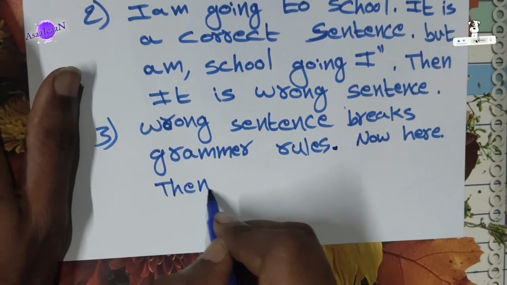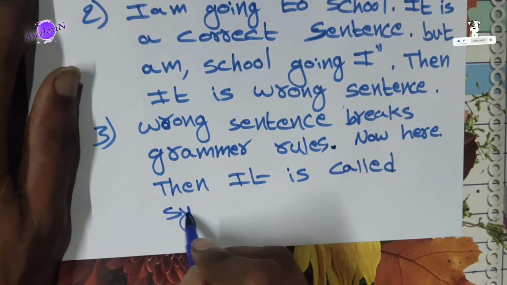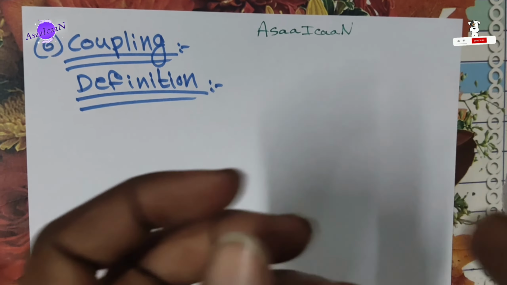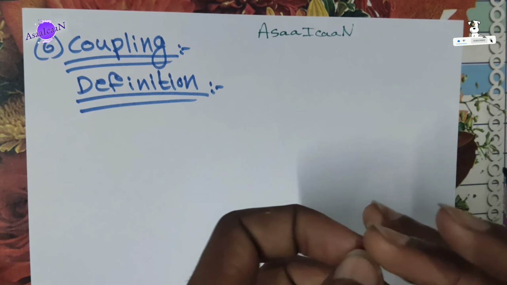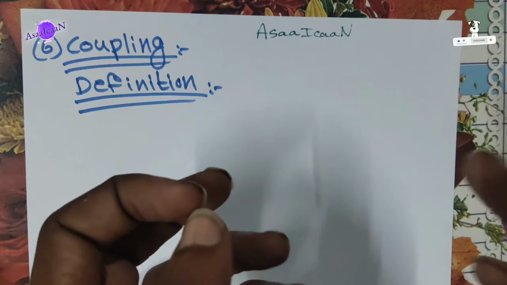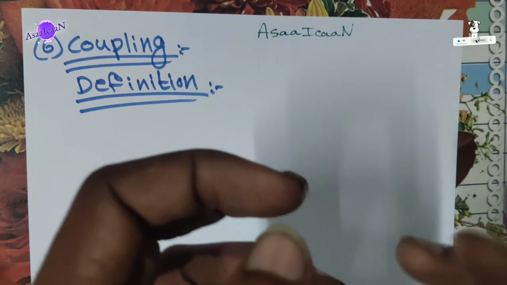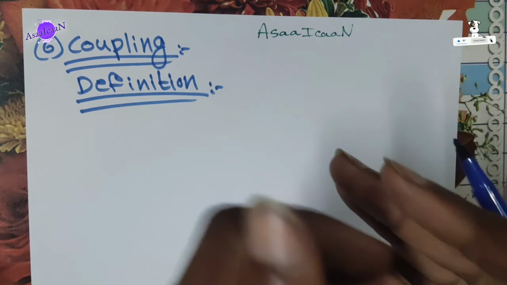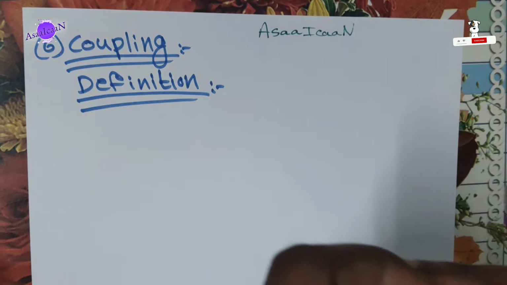Then it is called syntax. So coupling, it is the sixth principle of OOP. So what is coupling? It is the degree to which two or more software components depend on each other.